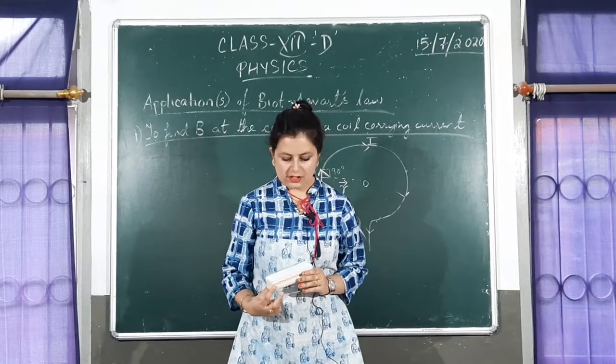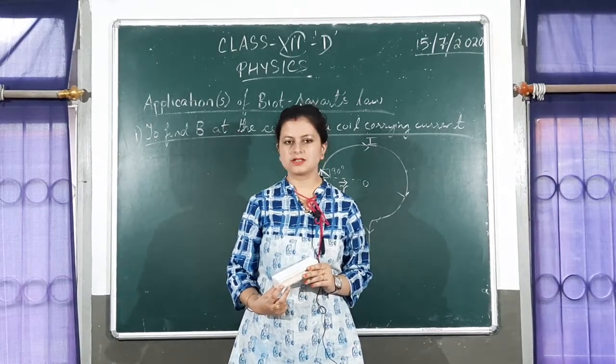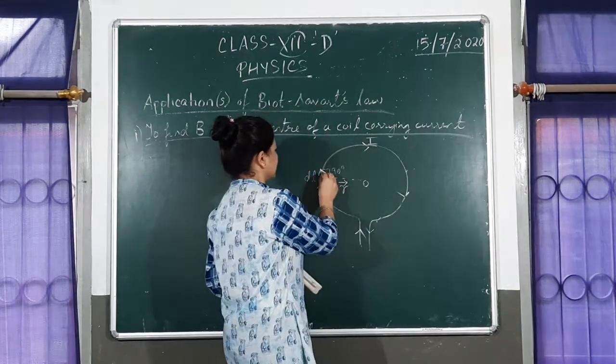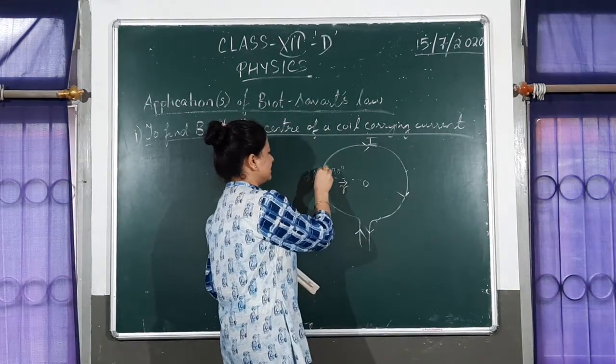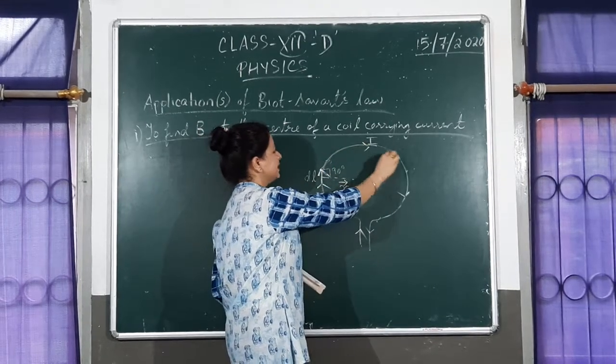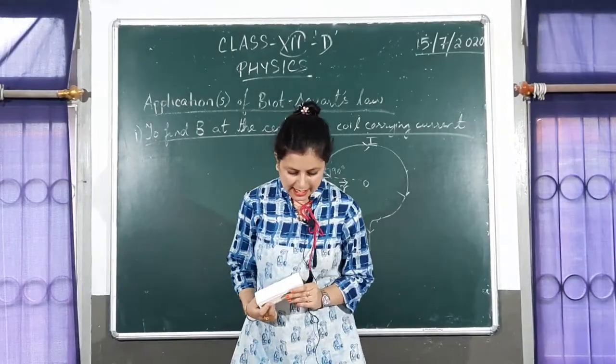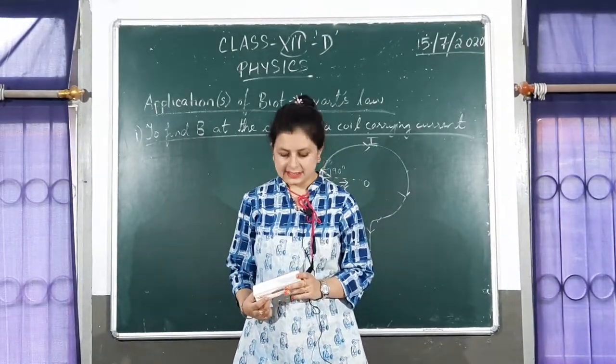Now, suppose the coil is made of a large number of current elements, each of length dl. Like here we have one dl, one more dl is here. So many dl's are making up the entire length of the coil, each of length dl.